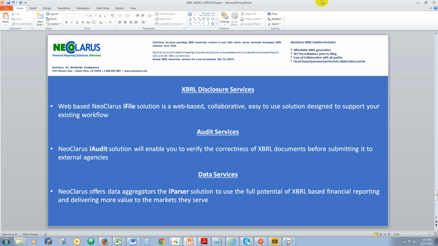So for XBRL disclosure services we have the NeoClarus iFile solution, which is a web-based, collaborative, easy to use solution and which is password protected. And we have NeoClarus I audit solution, which actually performs all the validations as per the SEC XBRL rules. And we have the iPurser solution for our data services.